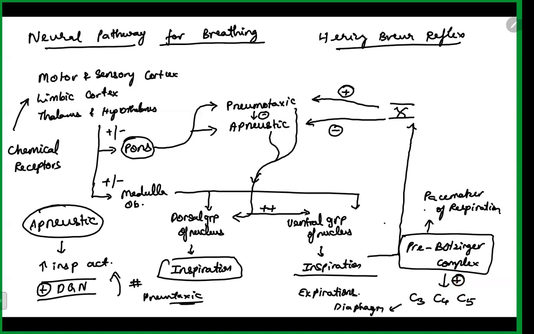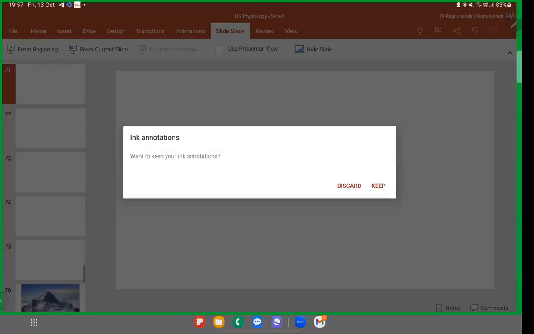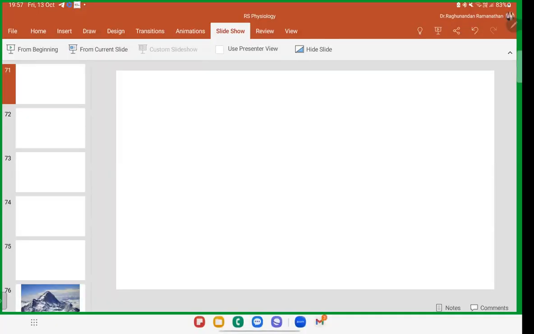And what are the different lung mechanoreceptors present? Lung mechanoreceptors: number one, you have the Hering-Breuer reflex, the inflation reflex, and the deflation reflex. You have two types of reflexes. That's all. With this, we are coming to the end of a very important topic, your neural pathway. Neural pathway, frequent question. So I want you to remember that.